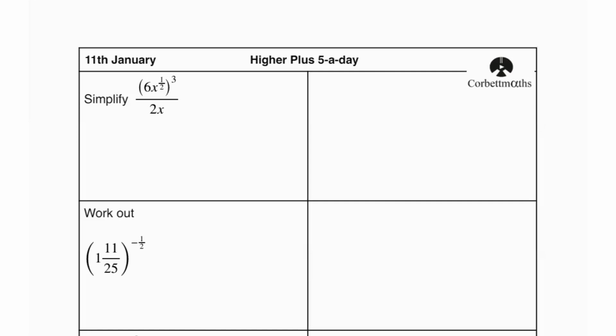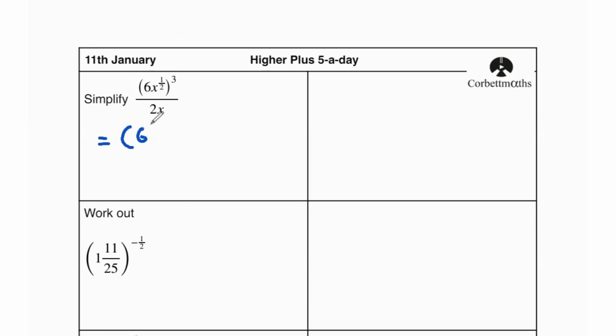The first question says simplify (6x^(1/2))^3 divided by 2x. So let's first solve the numerator. Whenever you have a power outside the bracket and inside the bracket, both the powers get multiplied. And always remember to distribute the power on the coefficient as well.